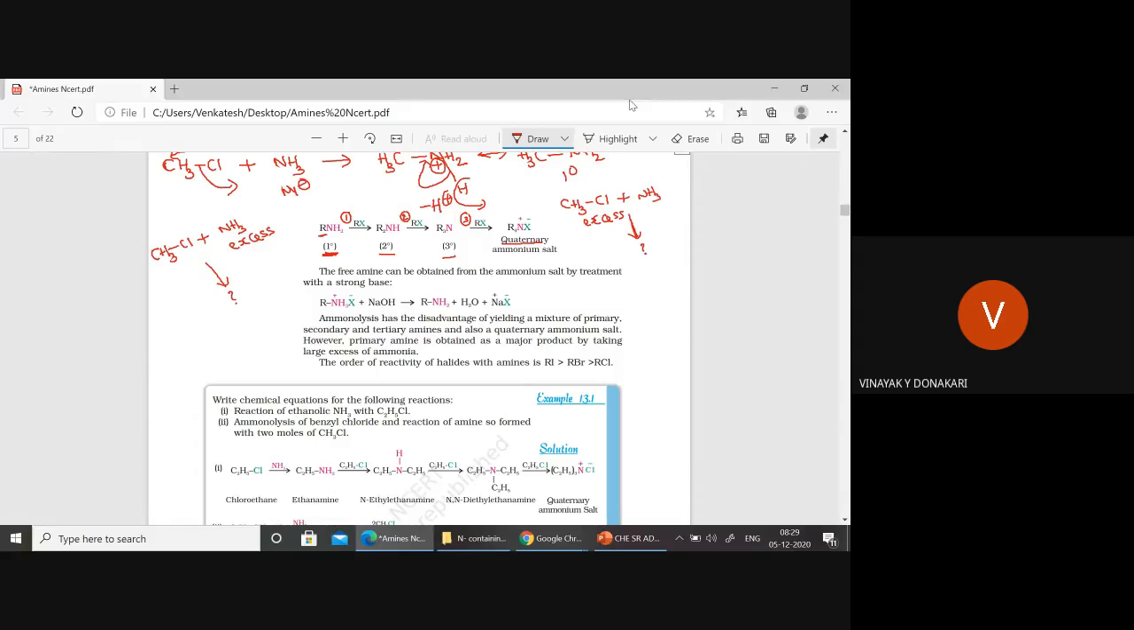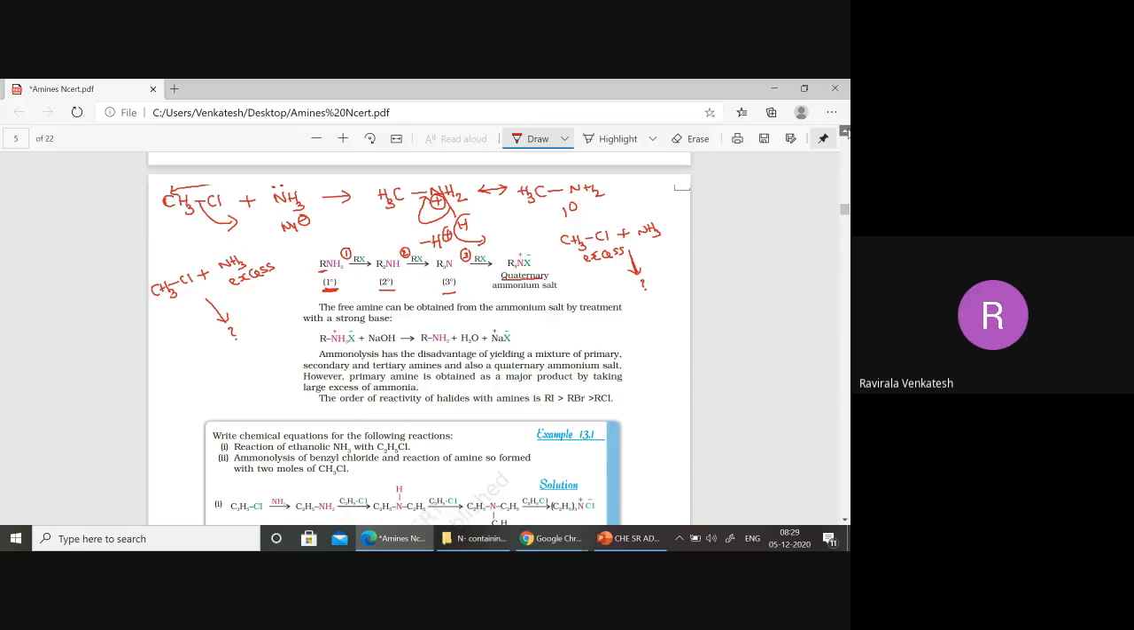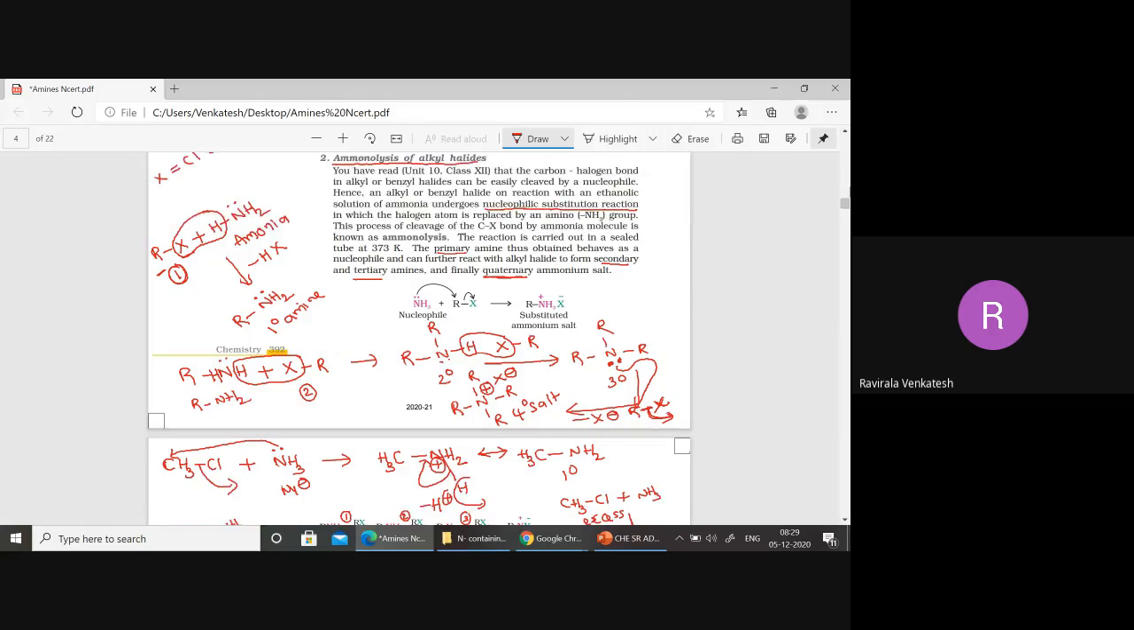In ammonia excess, we will get the primary amine. If I take methyl chloride in excess, primary, secondary, tertiary, and quaternary, all we get. If you have any doubt, observe here. In this case, for example, just imagine this is methyl chloride here: 1 I have taken, 2 I have taken, 3 I have taken, 4 I have taken.